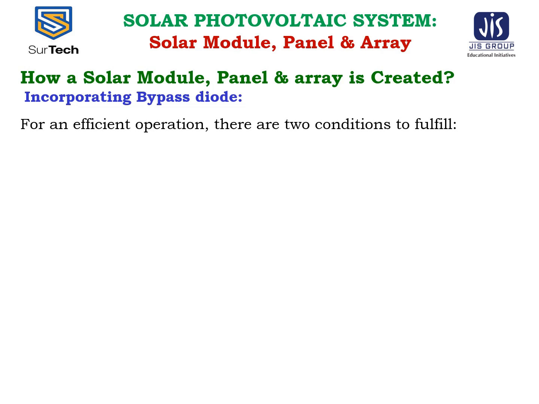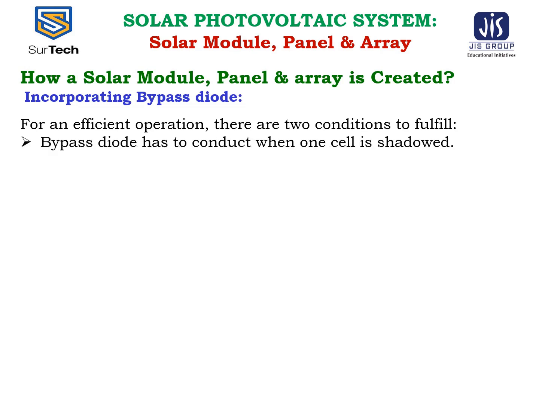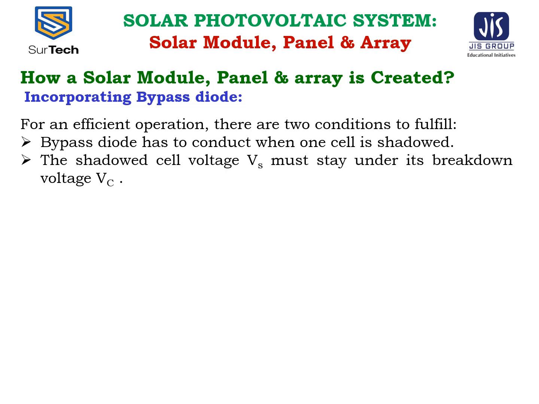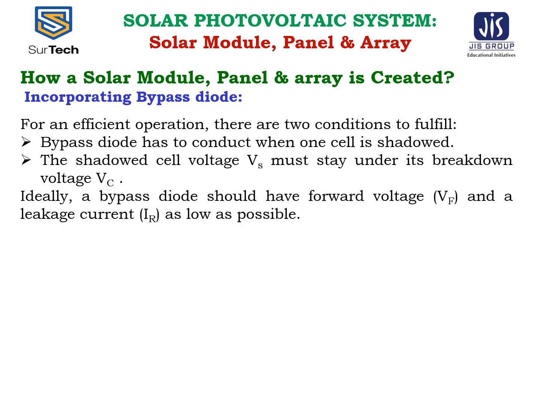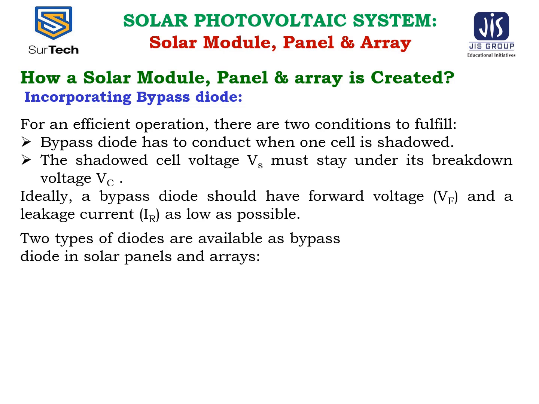For an efficient operation, there are two conditions to fulfill. One is the bypass diode has to conduct when one cell is shadowed. The shadowed cell voltage Vs must stay under its breakdown voltage Vc. Ideally, a bypass diode should have the forward voltage Vf and a leakage current IR as low as possible.